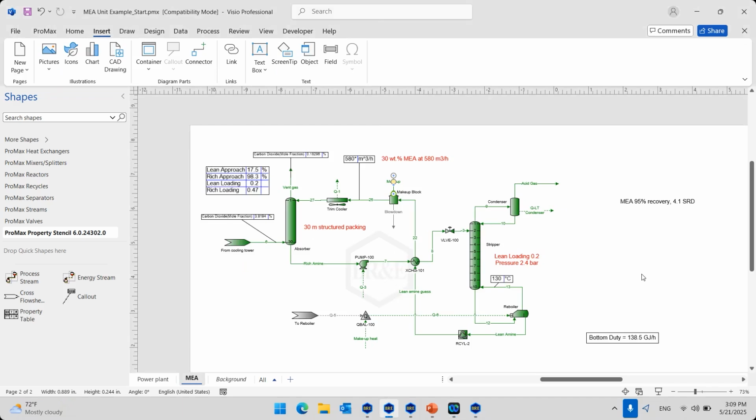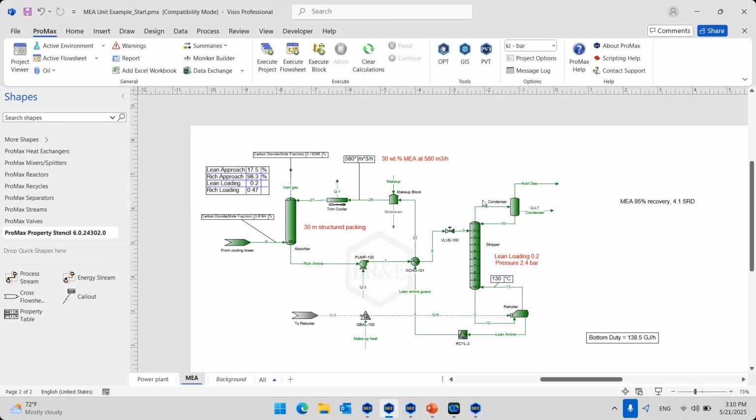Now let's see. We would like to try using a different solvent. And in this case, what we would like to do is just check if something better can be achieved if I use the blend of AMP and piperazine, at the concentrations of 27% AMP and 13% piperazine. That's what's also called CESAR1, which is a solvent which has been, I would say, quite tested over the last few years. So let's see what happened to our unit if we go to AMP piperazine instead.